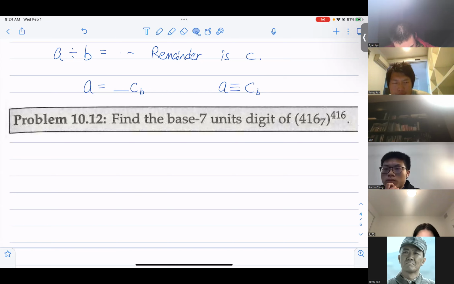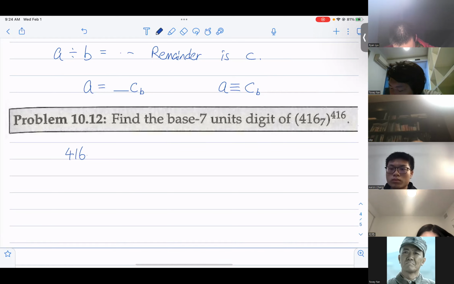Okay, so recall that for powers, we always have a cyclic pattern. So we just need to find out this cyclic pattern. And to find out the cyclic pattern, you start from the first power, then the second power, then cube, and then the fourth power until you find a cycle, right? So first, we're gonna do 416 in base 7. Well, the first power is obviously just itself, right? So that's just gonna be 6.